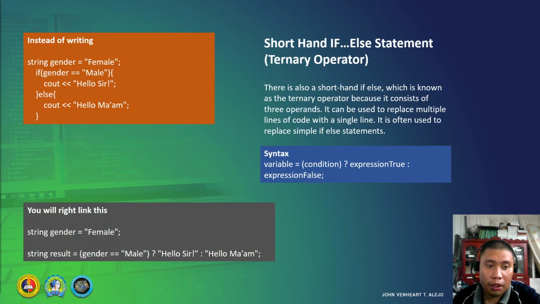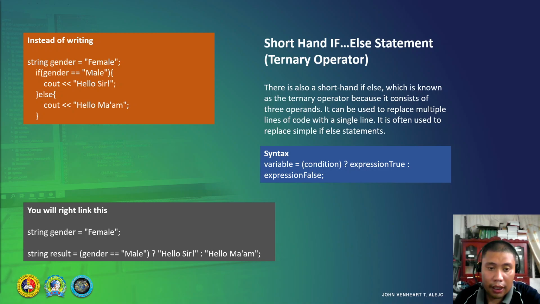So the code you will write like this. First you are going to declare a variable, this gender, and it is equal to female. Then second, you are going to declare a result variable which has a value. First, we have an open close parenthesis. We have now the condition: if variable gender has a value of male, then followed by a question mark. That means you are now open for the first expression. This expression will execute if the condition is true. So the output is hello sir.